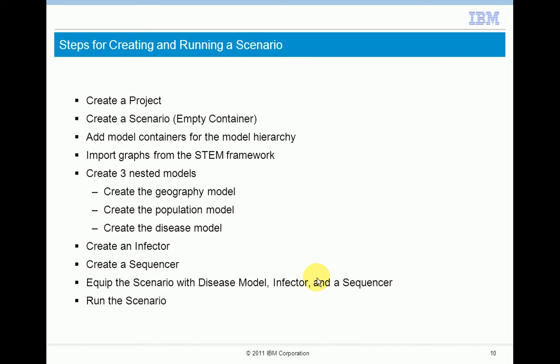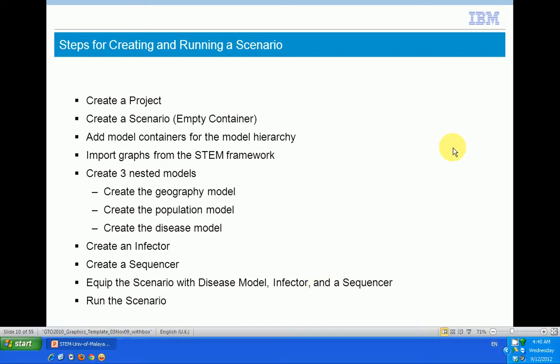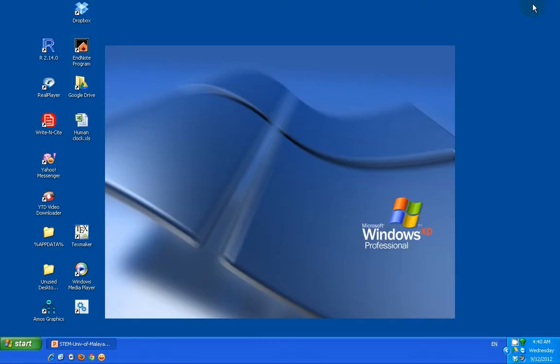Number one is the geography model. The second one is the population model. Third one is the disease model. Now, after doing this, we need to also create an infector, create a sequencer, and then we can equip our scenario with the disease model, infector, and sequencer, and then we can run the scenario.